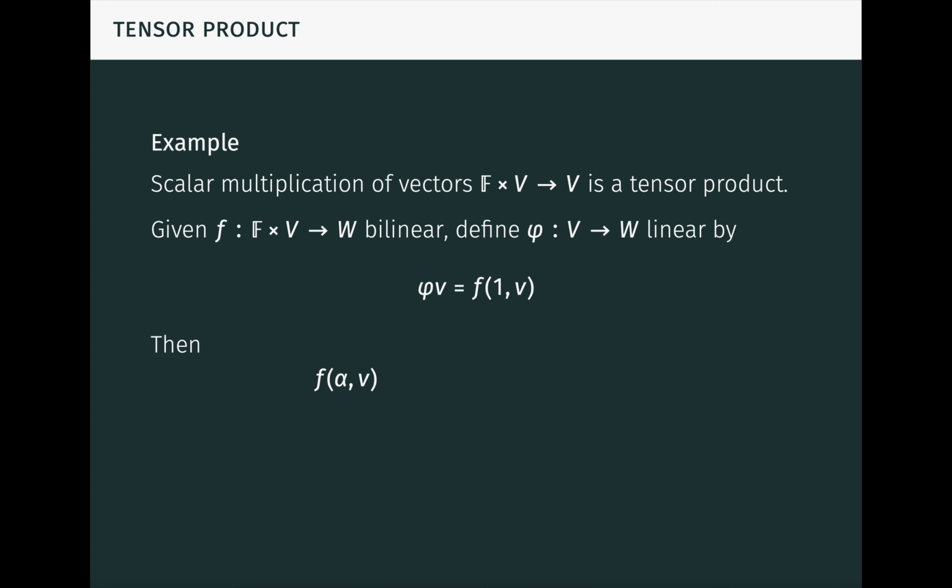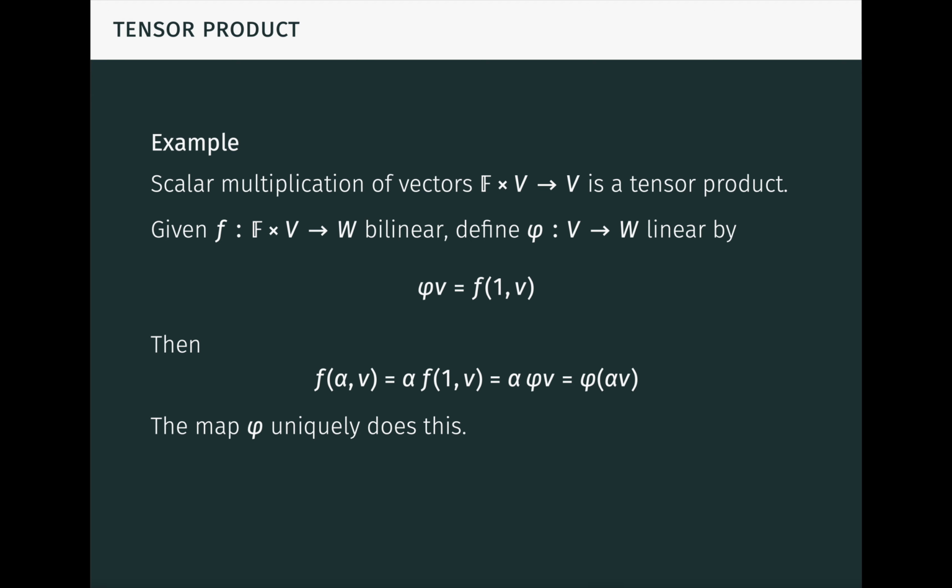Then if we look at f of (alpha, v), we see that it equals alpha times f of (1, v) since f is linear in its left input, which equals alpha times phi of v by definition of phi, which equals phi of alpha times v since phi is linear. This shows that f factors through scalar multiplication in V via phi. Moreover, the map phi is unique, satisfying this equation.